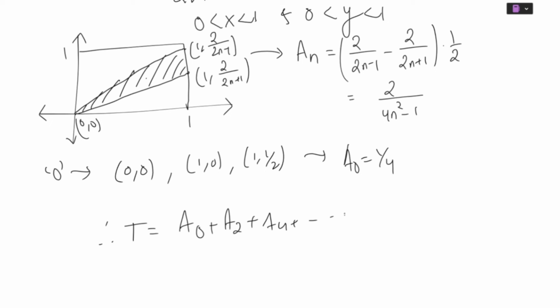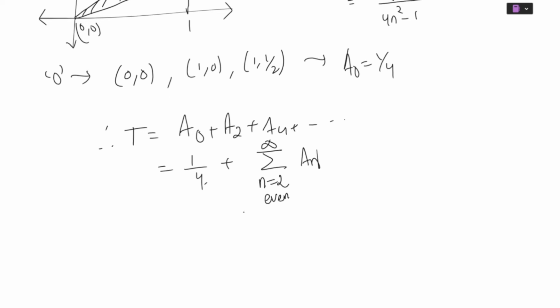a4 and so on. So let's just keep a4, a0 here, and then we can simply write this as n equals 2 to infinity, and we are only talking about even n, then we can sum an, right? Or in other words, you can simply write 1 by 4 plus summation n equals 1 to infinity a2n, I guess, right? Yeah.